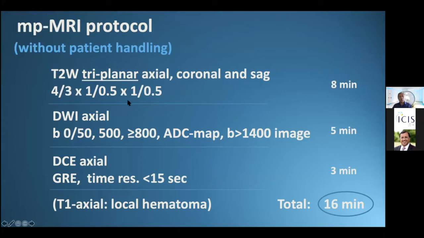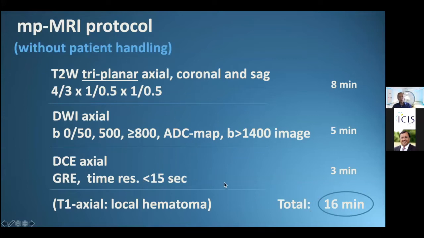These are the protocols that are being advised by the Paris Steering Committee for multi-parametric MRI. T2 weighted 2 or 3 planes. This is the resolution. Diffusion with a low B value, an intermediate and a high B value. The calculation of an ADC map and the calculation of a B1400 or higher image. And then finally, a DCE injection followed by T1 weighted contrast images. So this is the time resolution, 15 seconds or faster.